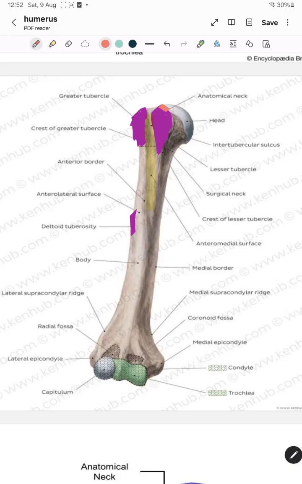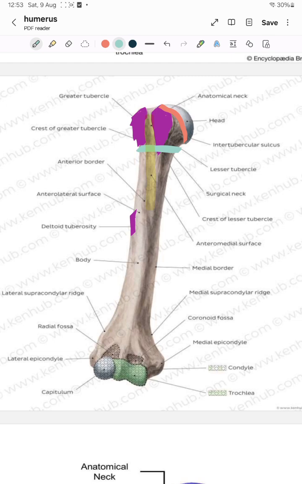Then we can see this is the anatomical neck. The anatomical neck is formed at the junction where the head meets the rest of the humerus. The head is the spherical portion. And we have the surgical neck also. It starts where the tubercles end. Where the lesser tubercle is ending, there is a constriction, and this is the surgical neck.